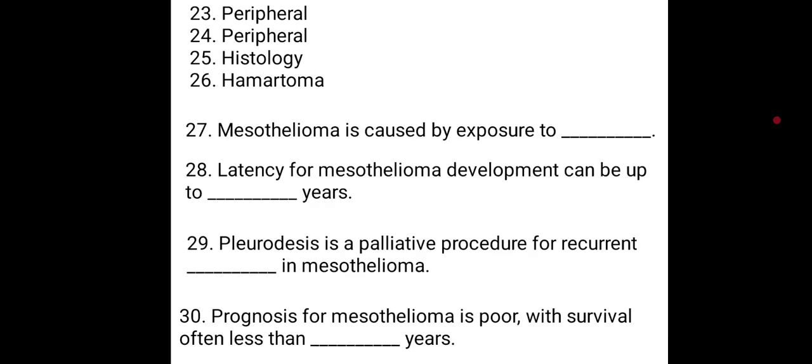27. Mesothelioma is caused by exposure to dash. 28. Latency of mesothelioma development can be up to dash years. 29. Pleurodesis is a palliative procedure for recurrent dash in mesothelioma. 30. Prognosis for mesothelioma is poor, with survival often less than dash years.